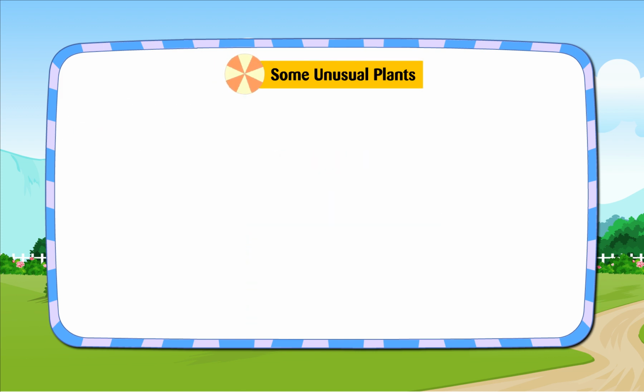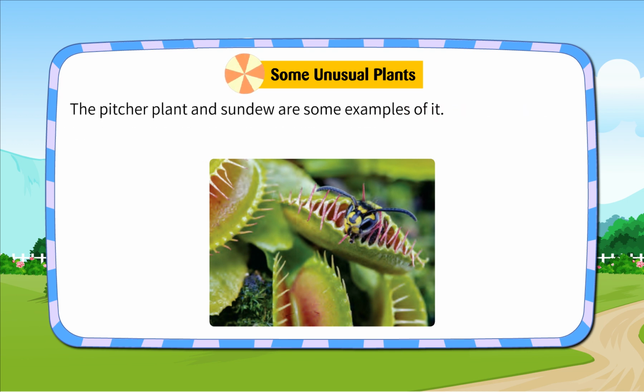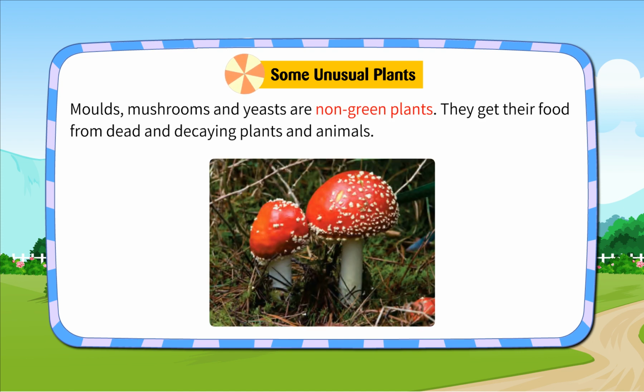Some unusual plants. Some plants eat insects. Such plants are called insectivorous plants. The Venus flytrap catches an insect between its leaves. The pitcher plant and sundew are some examples of it. Moulds, mushrooms and yeast are non-green plants. They get their food from dead and decaying plants and animals.